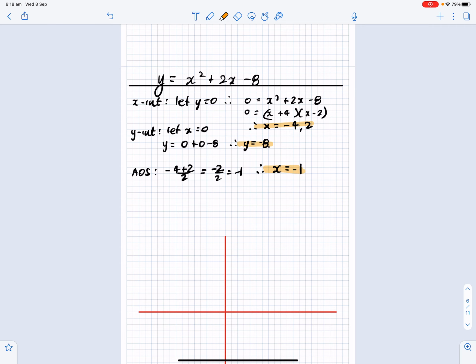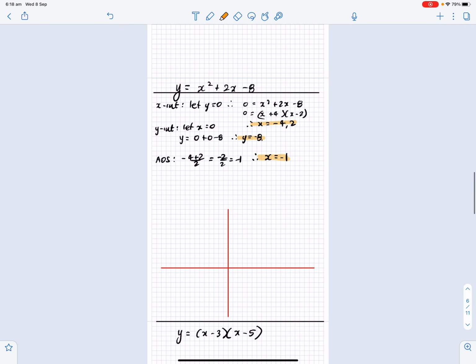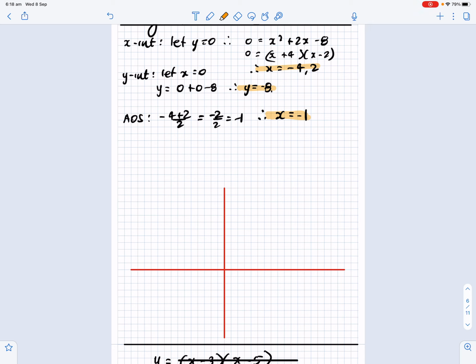Let's go ahead and sketch the parabola with that information. That's enough information to be able to sketch the parabola. We already know that it cuts the x-axis at minus 4 and at 2. So it cuts the x-axis there and there, and it cuts the y-axis at minus 8. And it's a positive parabola, so the only thing that it can really do is come down and go back up.